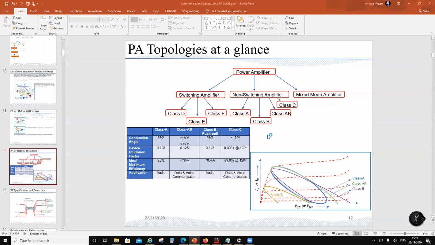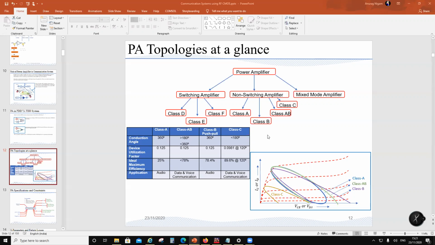So now what is a class F amplifier? What it does is it flattens the voltage waveform across the output of the device. How does it do it? It is basically going to short out all the even harmonics. That means the sinusoidal waveform flattens out, so that is called maximally flat class F.